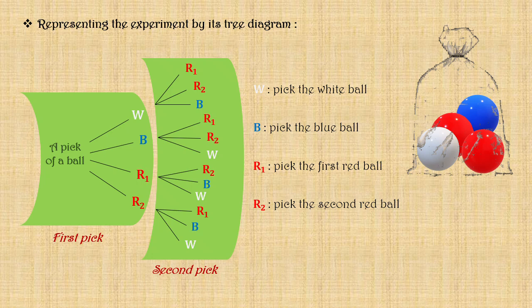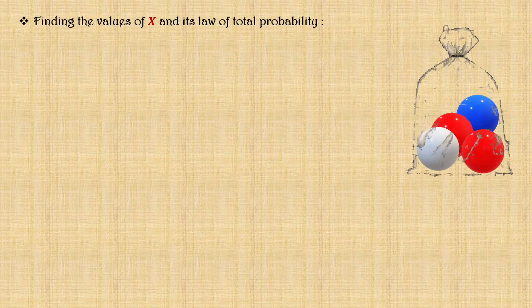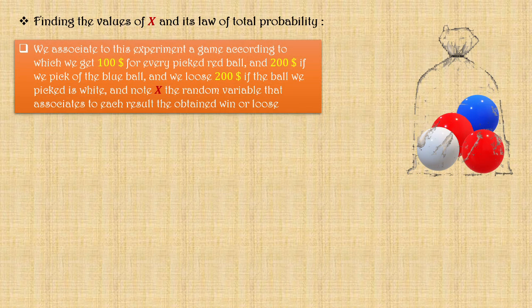So according to the tree diagram we drew, we count the number of all possible outcomes of our experiment, which equals 12. Now let's find out the possible values of our random variable capital X, and its law of total probability. So we will remind that according to the game to which our random variable X is linked, we will be getting $100 for every red ball we pick, and $200 if we pick the blue ball, and we lose $200 if the picked ball is the white one.